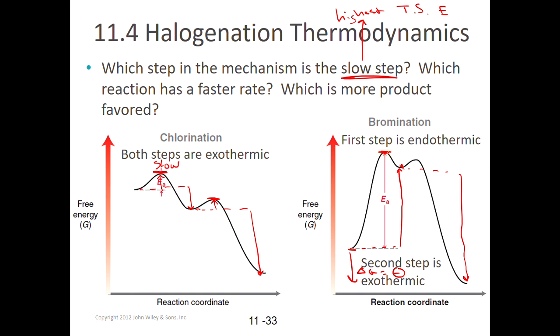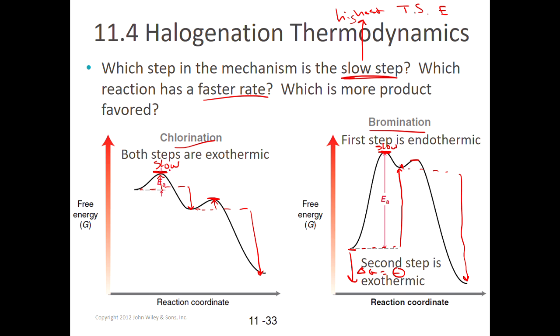Likewise here, the first step reaches a higher total energy point than the second step. So the first step is a slow step. And that's going to be important when we're talking about the kinetics, right? When we talk about kinetics, the slow step helps us recognize what is really determining the overall rate at which this reaction occurs. Second question, which reaction has a faster rate, the chlorination or the bromination?